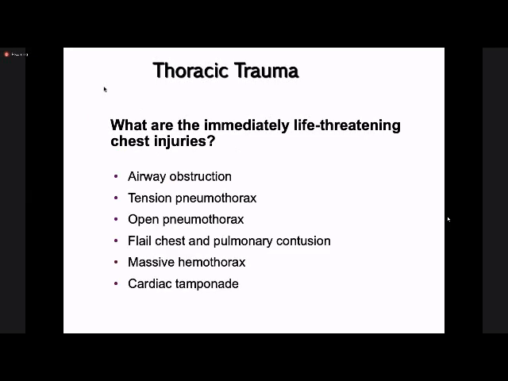So immediate life-threatening injuries are these 6: airway obstruction, tension pneumothorax, open pneumothorax, flail chest and pulmonary contusion, massive hemothorax, and cardiac tamponade. These are in a person who has had an injury to the chest. These are the 6 immediately life-threatening injuries. Within a few minutes, these can kill the patient. So these are some of the injuries that require urgent, immediate intervention that could save the lives of these patients.